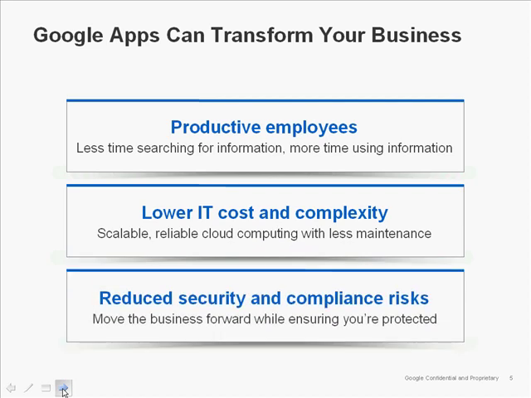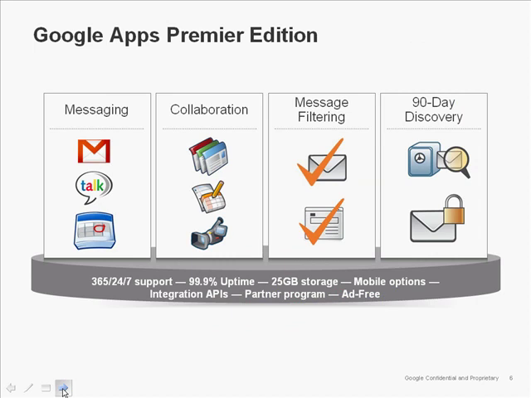And the third way, in terms of how Google Apps can transform your business, is reducing security and compliance risks. We here at Google fight security challenges for you so that you can actually focus on value-added activities. So, in terms of what you get with the Google Apps Premier Edition, you get our messaging applications, our collaboration applications, and then also our message filtering, security, and archiving discovery services, all included in the Google Apps Premier Edition.